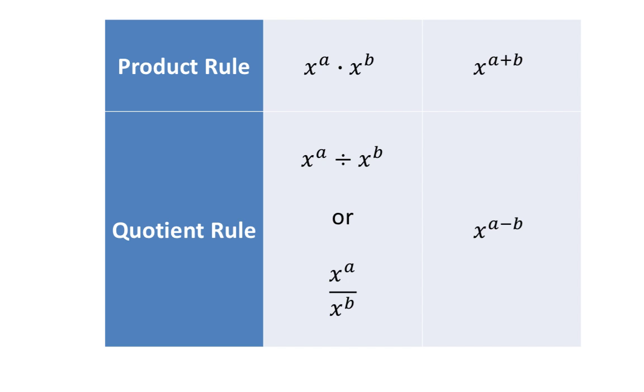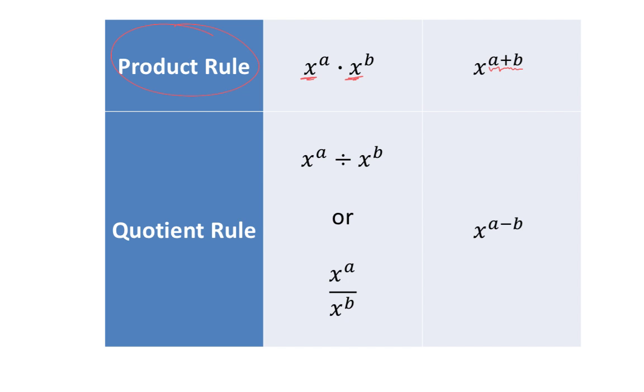We're first going to go over the product rule. When you're multiplying exponents with the same base, they both have a base of x, all you do is add the exponents, as you can see here.